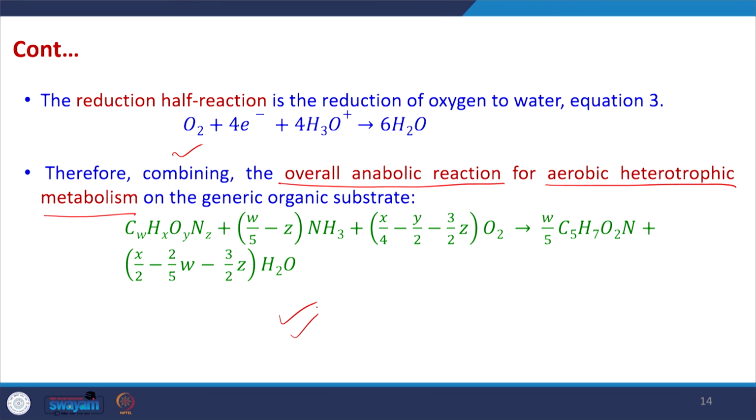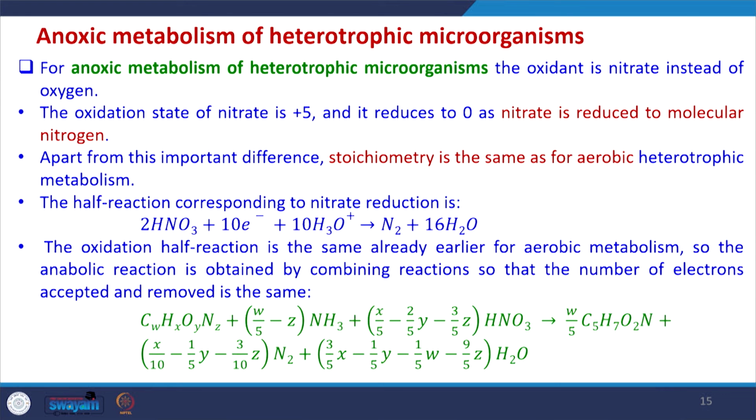Now, going further, we can similarly find out the anoxic metabolism. Till now, we have studied the aerobic metabolism. Now, we will try to find out the anoxic metabolism of heterotrophic microorganisms. So, for anoxic metabolism of heterotrophic microorganisms, the oxidant which is used is nitrate instead of oxygen. So, remember, we do not have oxygen available. So, in the reaction, in place of oxygen we will be using HNO3. So, this is one difference.